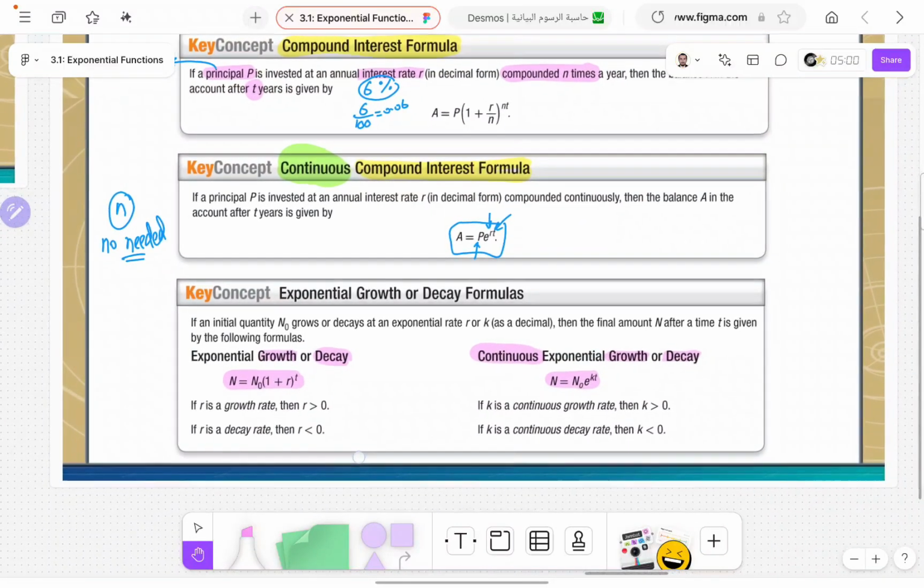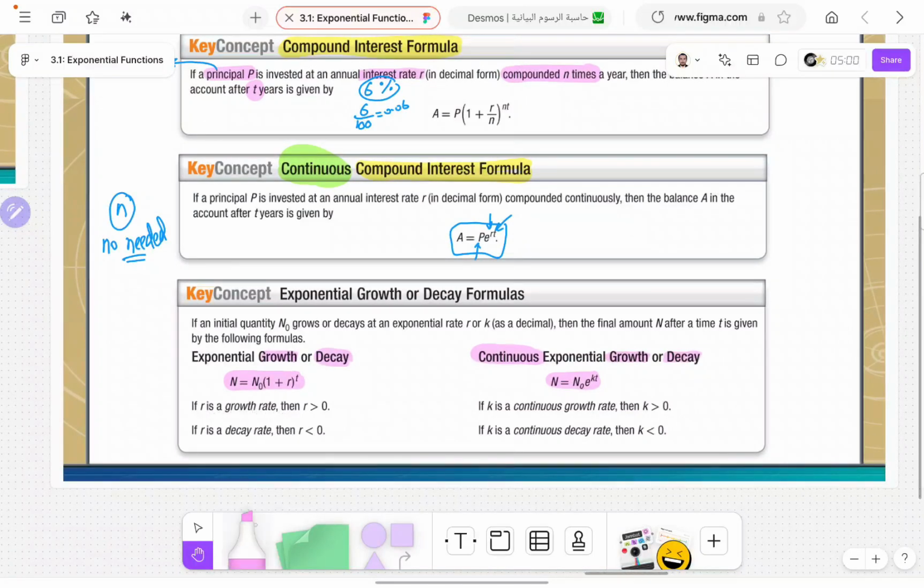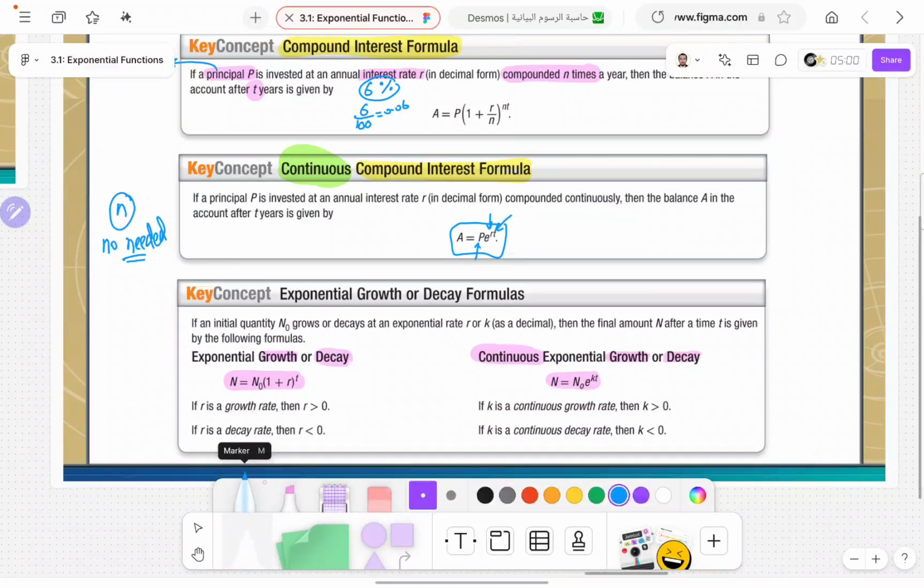Now R, the interest rate: how do I know if it's growth or decay? When R is given as greater than 0, so when R is positive, the rate is growth. When R is less than 0, which is negative, this is decay. The same thing happens here with K: K is positive when the continuous growth is positive, and it is decay when K is negative.